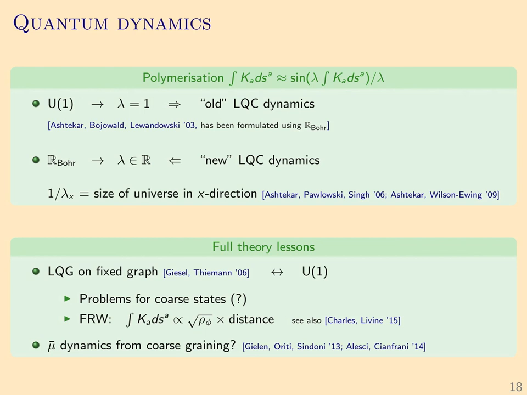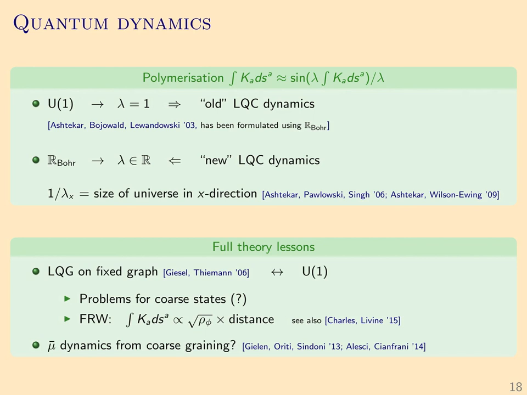So let's look at the next box, which has some lessons for the full theory. The first thing that we observe is that the theory that we constructed here actually looks rather like loop quantum gravity on a fixed graph, for example, in the algebraic quantum gravity framework.